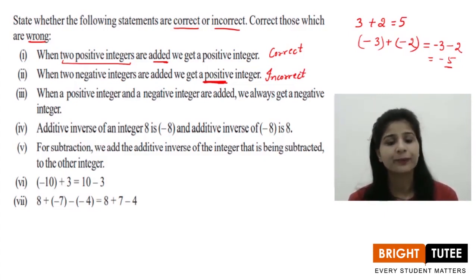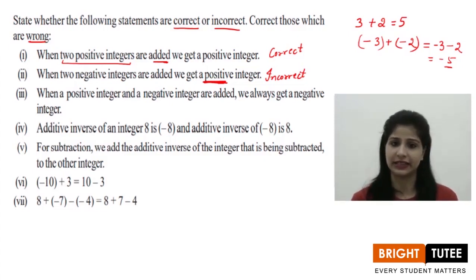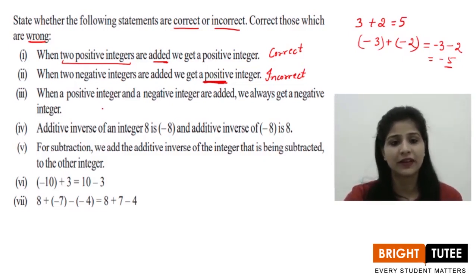The next one, when a positive integer and a negative integer are added. Let us take one. If I take +5 and I take -3. So what will we get? 5 - 3, 2. What we are getting?